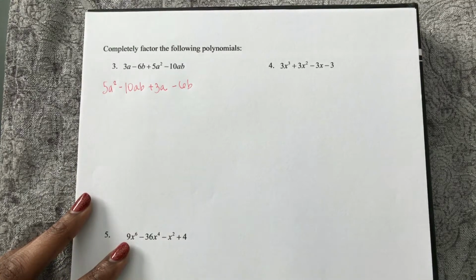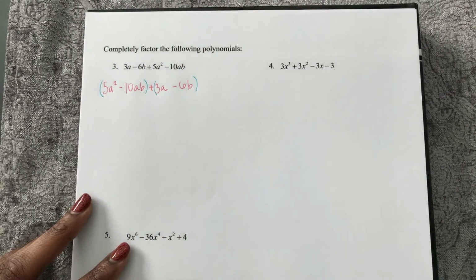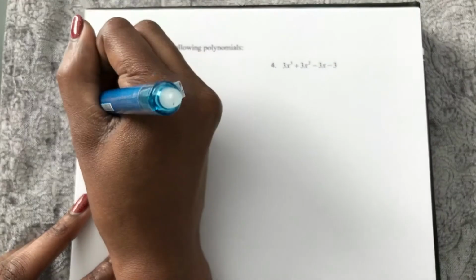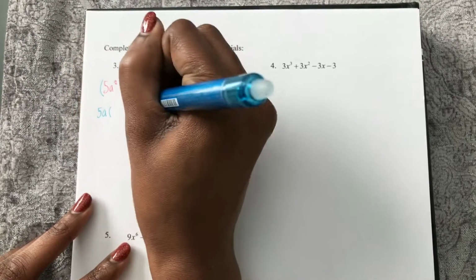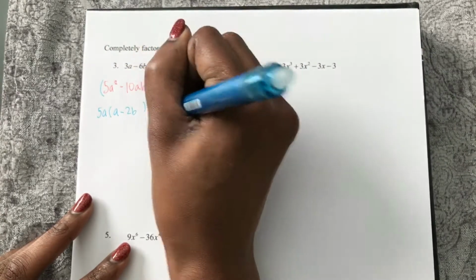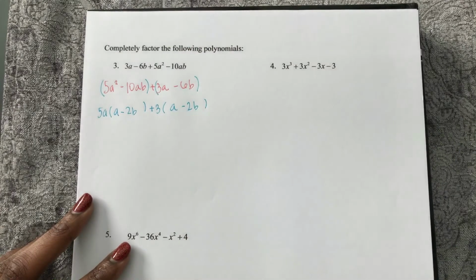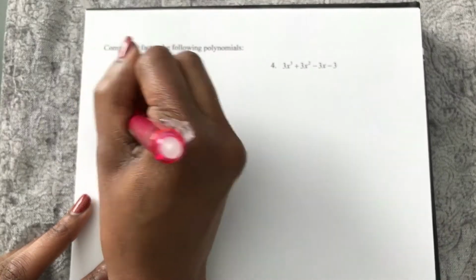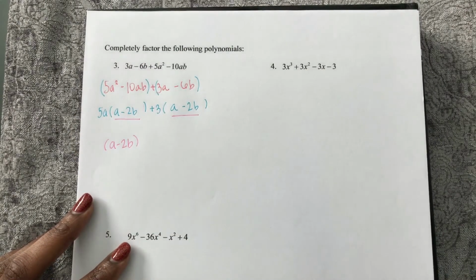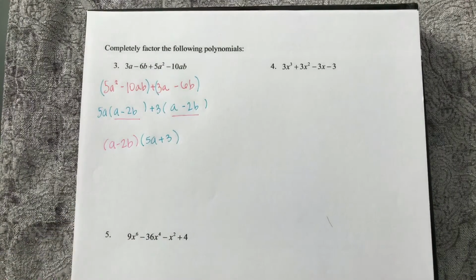So now that I have rewritten it in standard form, I'm going to group my pairs. Out of my first group, I can factor out a 5a, and that leaves a minus 2b. And out of my second group, I can factor out a 3, and that leaves a minus 2b. So now I see I have a binomial GCF of a minus 2b I can factor out, and that leaves 5a plus 3 left over.